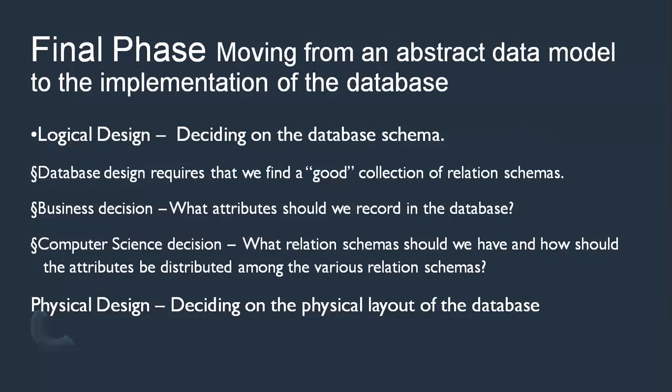So depending on that, a particular business decision can be made by Amazon later on to advertise some products. One more computer science decision is to be made. What is that decision? What relation schema should we have and how should the attributes be distributed among the various relation schemas. In the next lecture, we are going to see what is meant by attribute, what is meant by relation schema. Okay, for the time being, keep in mind that the computer science decision will have to decide how the attributes should be distributed among various relation schemas.